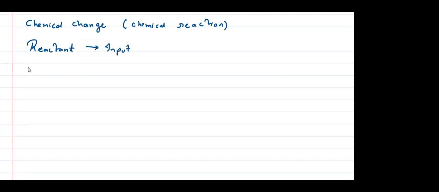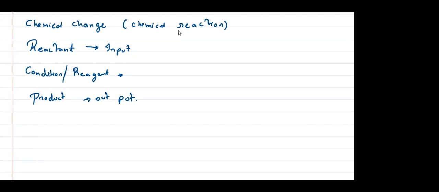Then there's something called reagent or conditions. Condition slash reagent. Reversible change is also there. This is basically the condition. And the next is product, which is your output. Normally we will be talking about ionic and irreversible reactions. Reactions also have two types. We will be discussing reversible and irreversible later.